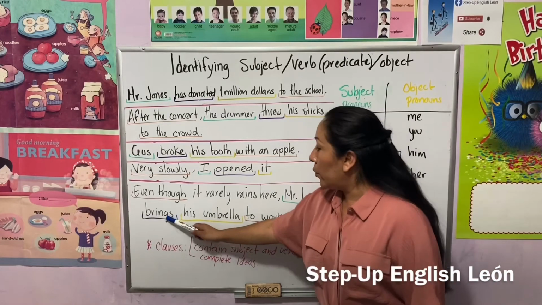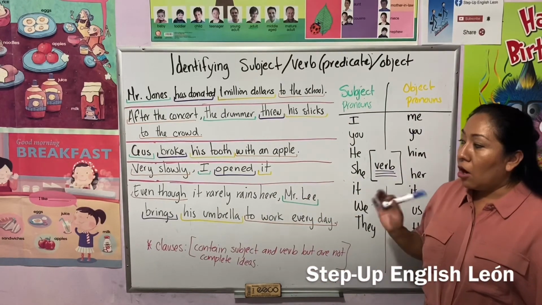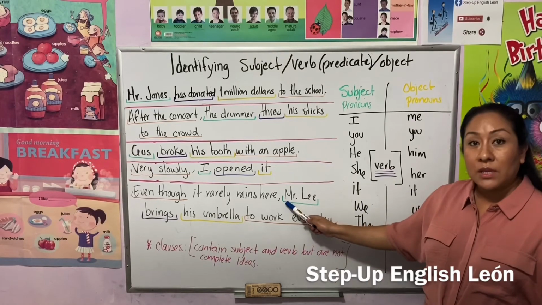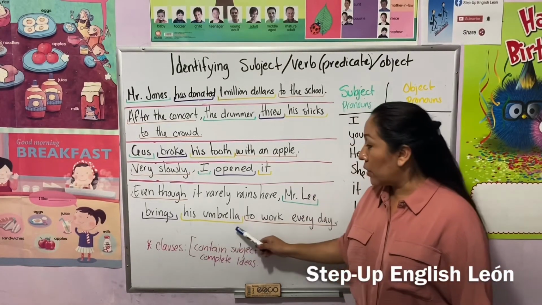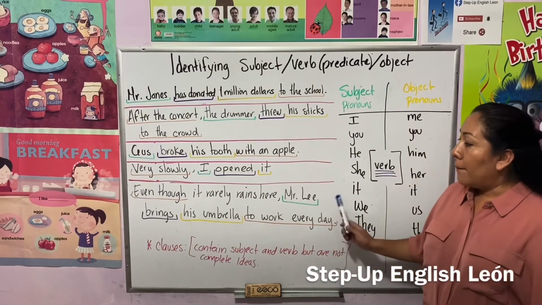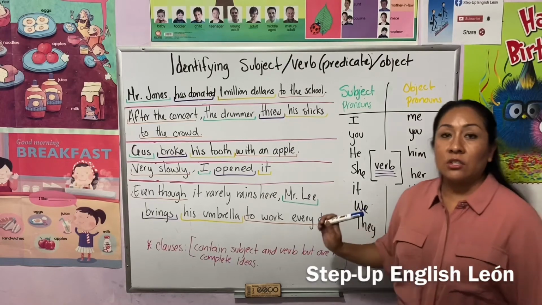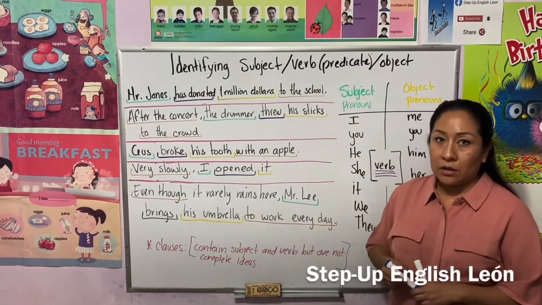Okay, even though it rarely rains here, Mr. Lee brings his umbrella to work every day. Okay, our sentence begins in Mr. Lee. Mr. Lee brings what? His umbrella. Where? To work every day. But before that, we have additional information, even though it rarely rains here.